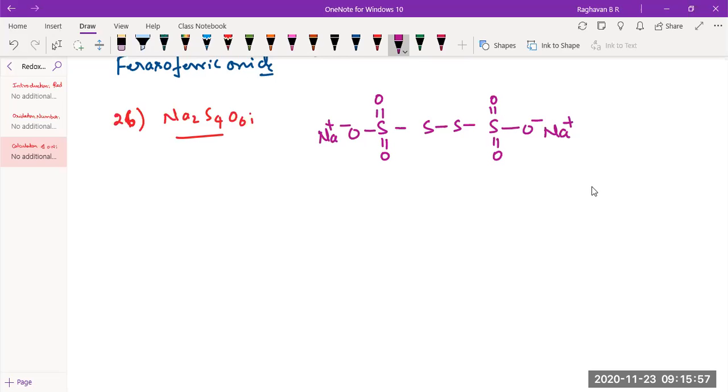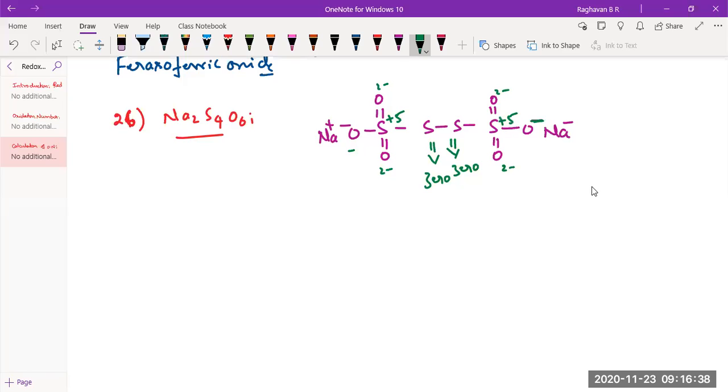Now, what is the oxidation state of these two sulfur? Whenever sulfur is attached to another sulfur, it will have 0. What is the total negative charge due to these 3 oxygen? Can you tell me? This is double bonded, minus 2. This is singly bonded, minus 1. So total negative charge is minus 5. So this will be plus 5.